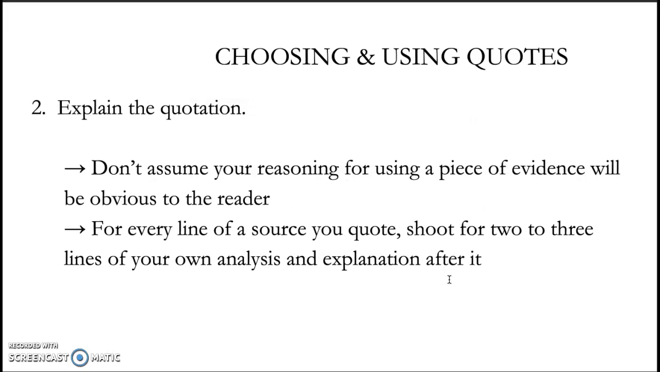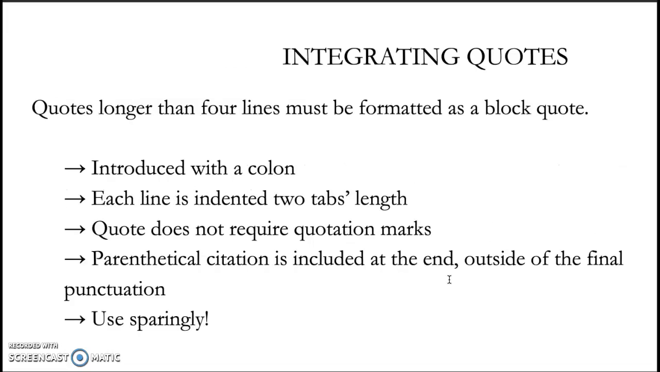Explaining the quotation. This is often what writers will do: they'll put a quote in there and assume that because the reader has read it, they don't necessarily need to explain why it's significant. So don't just assume that they've read it and that they understand what you're trying to say. Also, for every line of quote that you use, a good rule of thumb is to shoot for 2 to 3 lines of your own analysis and explanation. That also helps to keep your language the dominant language over the quotation itself.